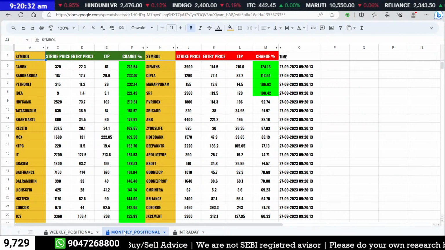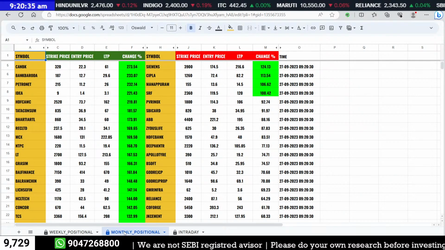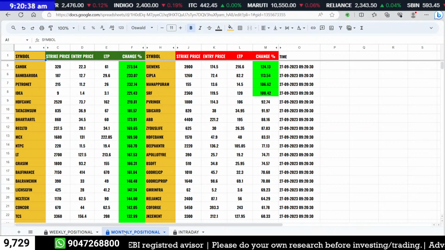Monthly positions have only 2 days validity, and this weekend you will get the updated monthly sheet.